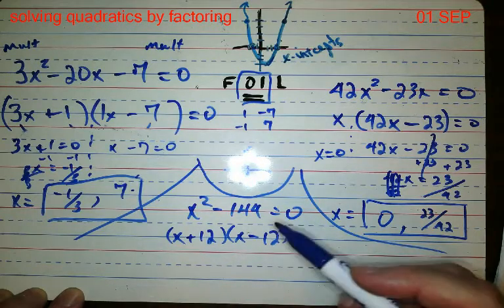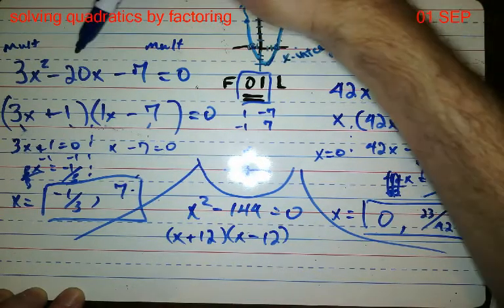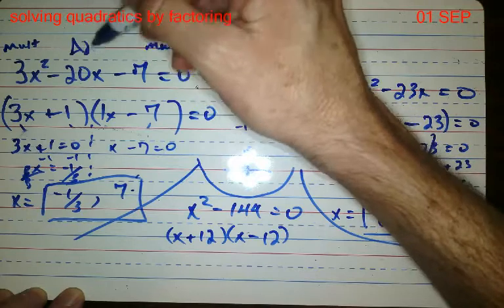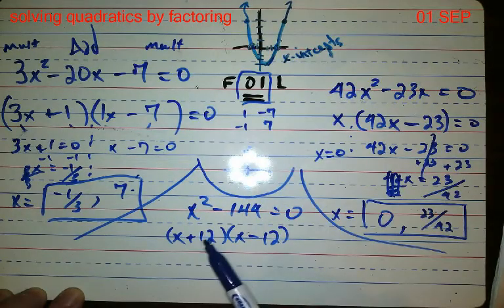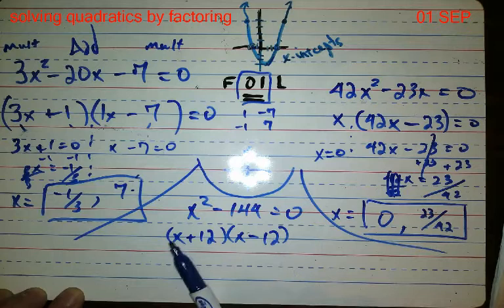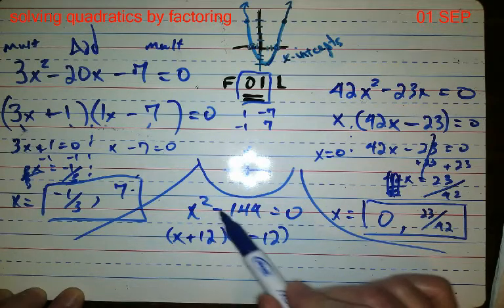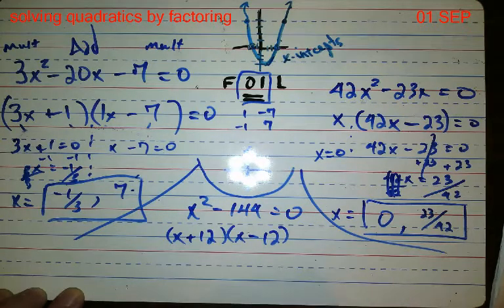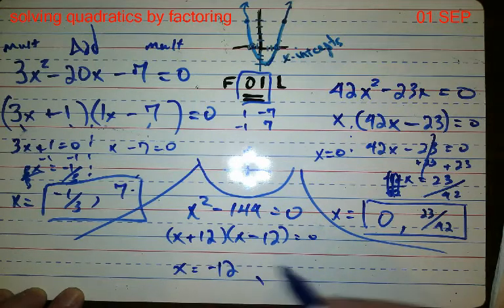And then they add up to be the middle. Remember, we had to add up to be 20. But look, negative 12 and positive 12 add up to be 0. So there's nothing there. Okay. So that's it. That means the two answers are negative 12 and positive 12.